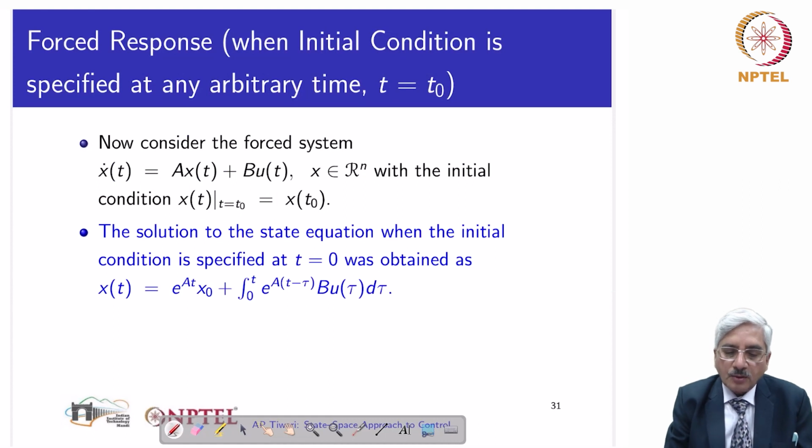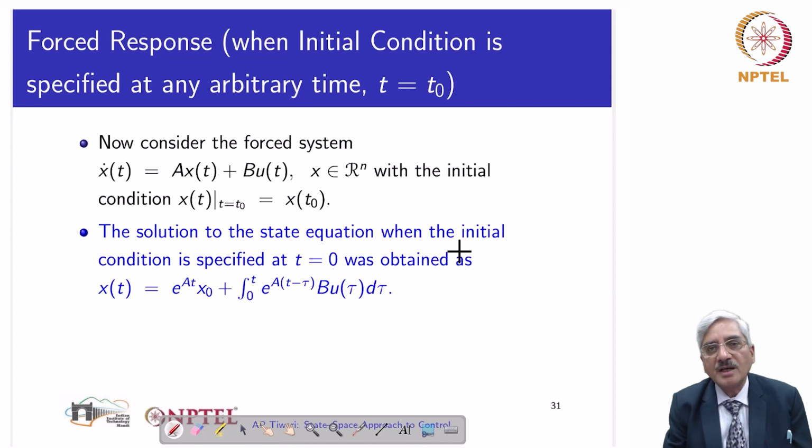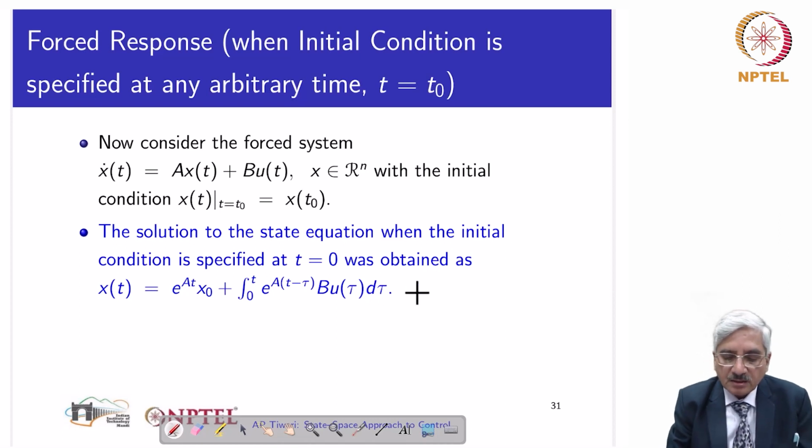So we bring the earlier expression. When the initial condition was specified at t equal to 0, the solution was obtained as x(t) = e^(At) x(0) + integral from 0 to t of e^(A(t-tau)) B u(tau) d tau. From this, we try to get x(0) in terms of x(t0), and then we proceed.